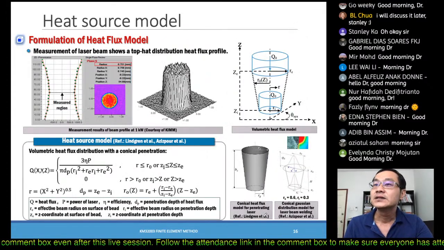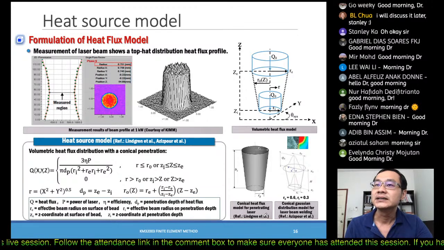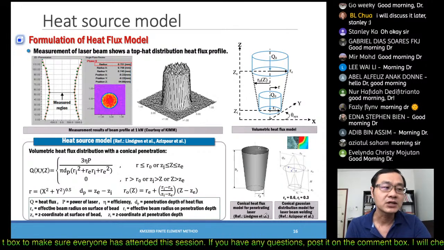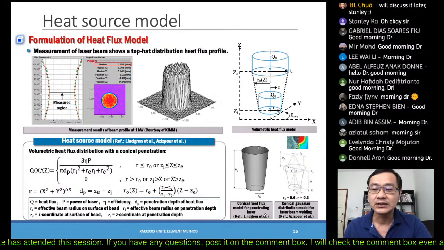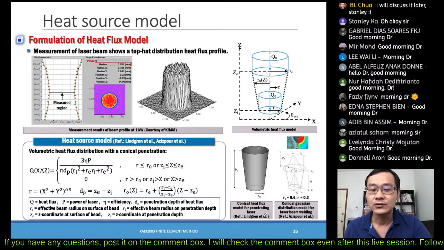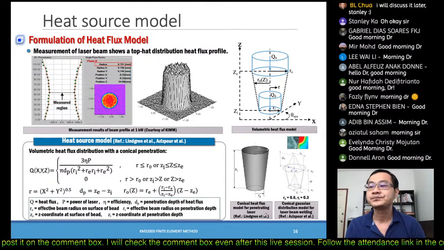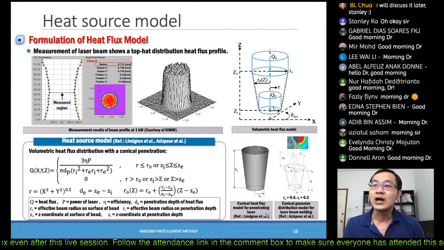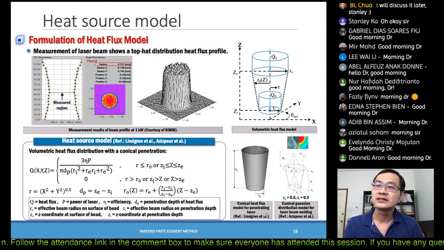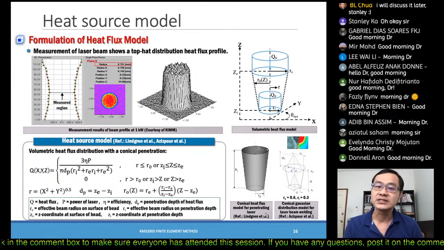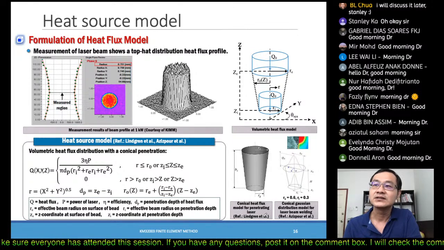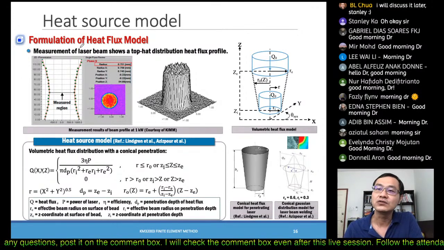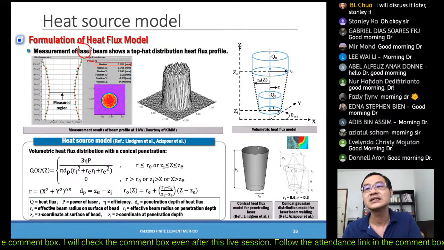Besides that, we have the heat source itself. When we try to input the energy to our system, then we need a model, a mathematical model itself. We cannot simply put a value. This is important, especially when we deal with a heat source given by a laser beam and others.